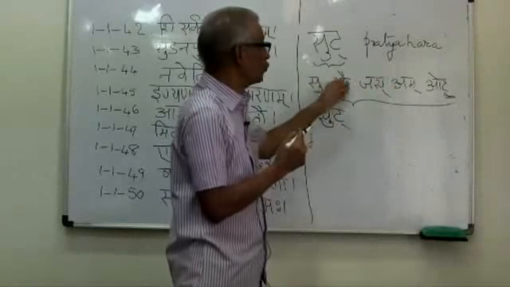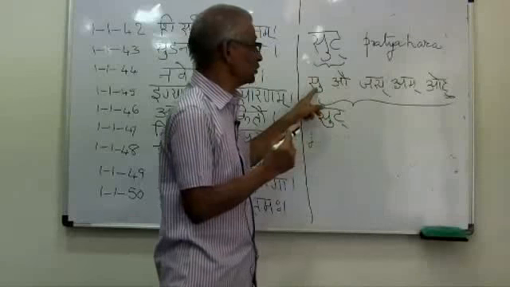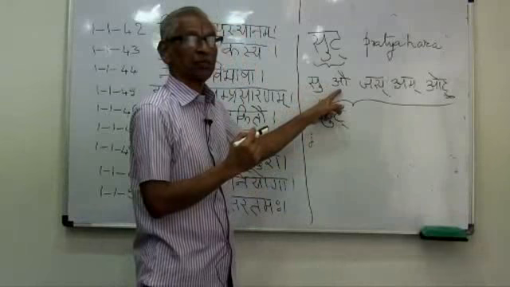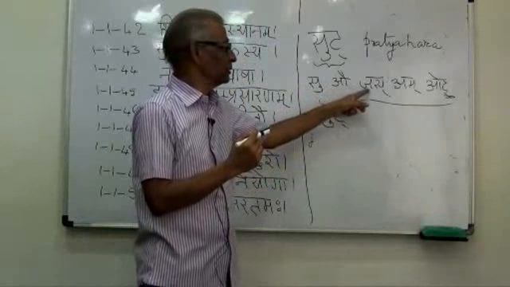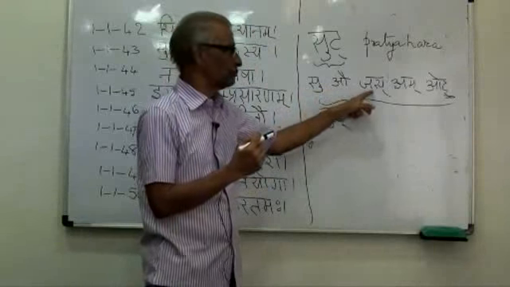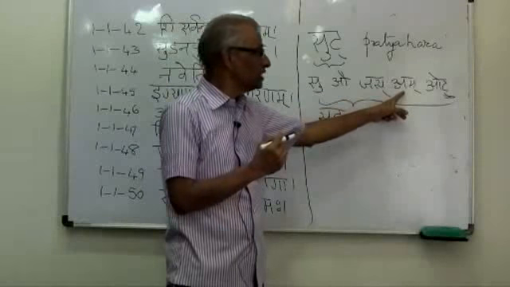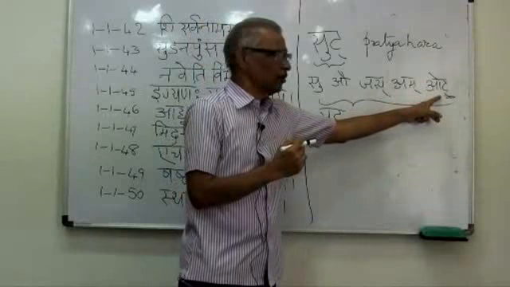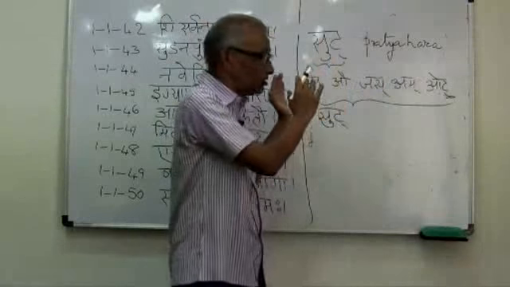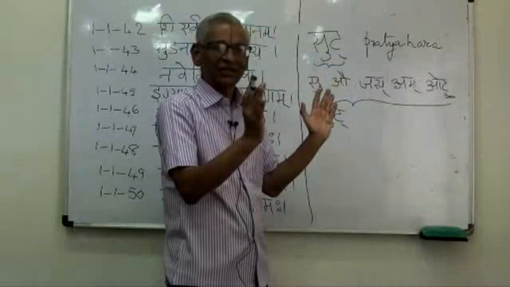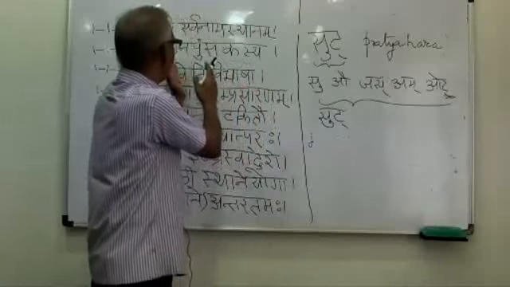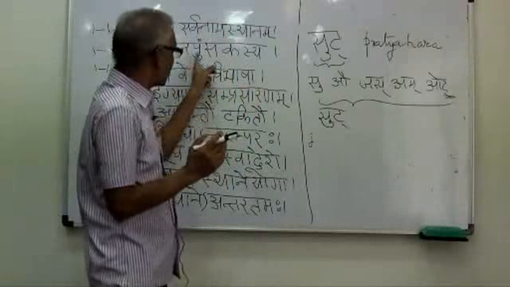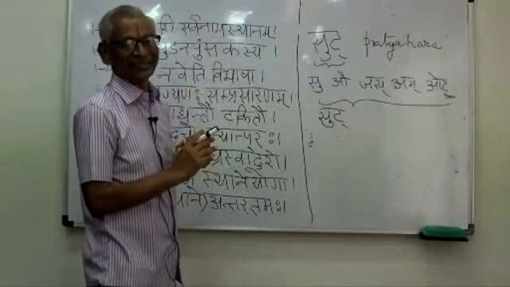What are these su, au, jas, aut? This is prathama vibhakti ekavachanam. This is prathama vibhakti dvivachanam. This is prathama vibhakti bahuvachanam. This is dvitiya vibhakti ekavachanam. This is dvitiya vibhakti dvivachanam. So all these 5 sthanas are supposed to be called sarvanama sthanam as far as anapumsaka shabdas are concerned.